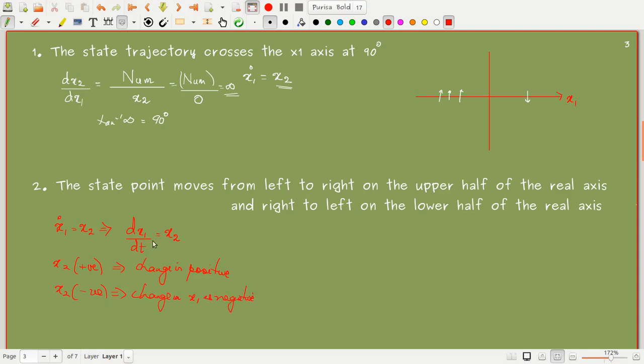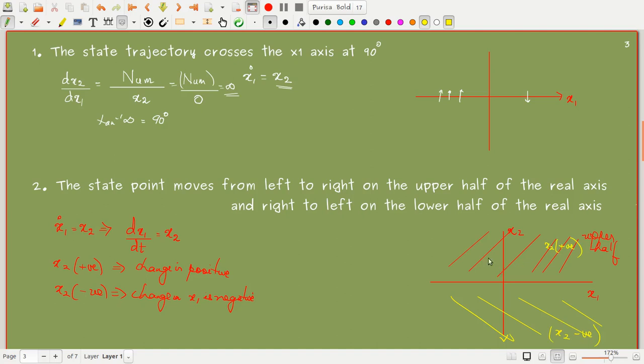Okay, that means in the x1, x2 plane, if you look at the upper half, I will draw this as the upper half. In the upper half, the values of all the x2s are positive. In the lower half, the values of all the x2s are negative. So x2 is negative here, and here x2 is positive.